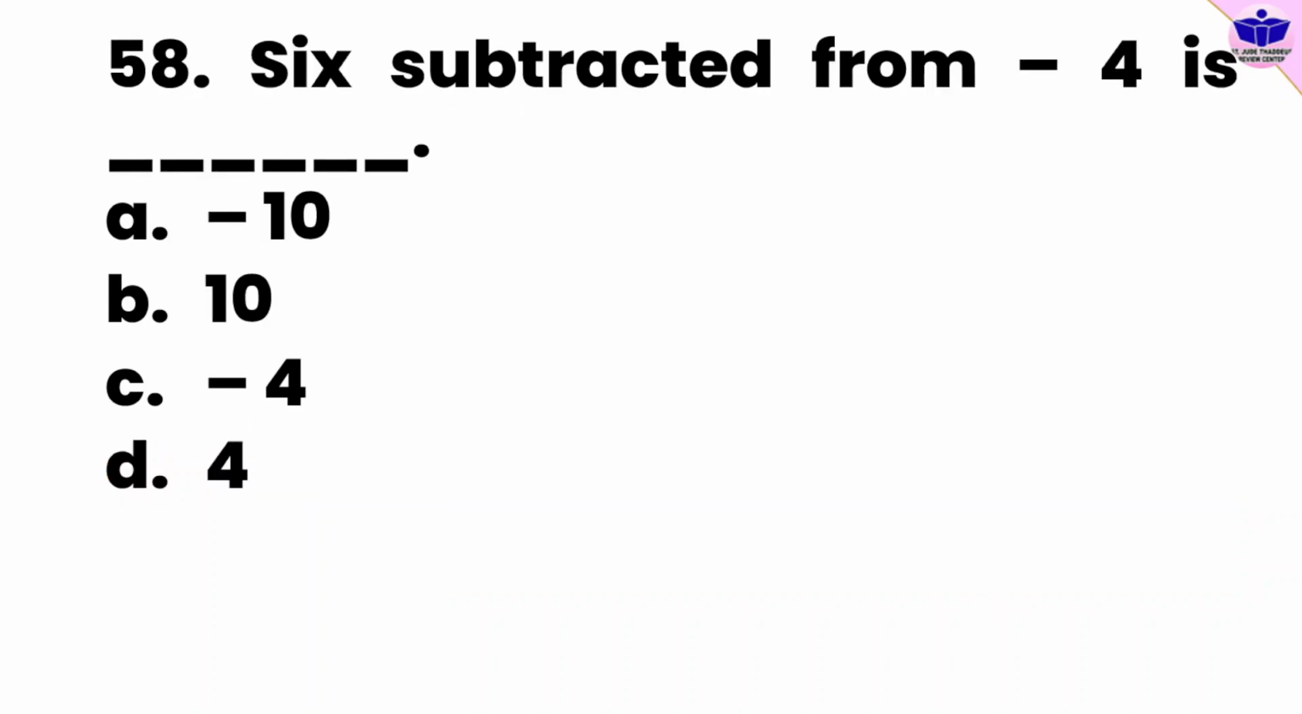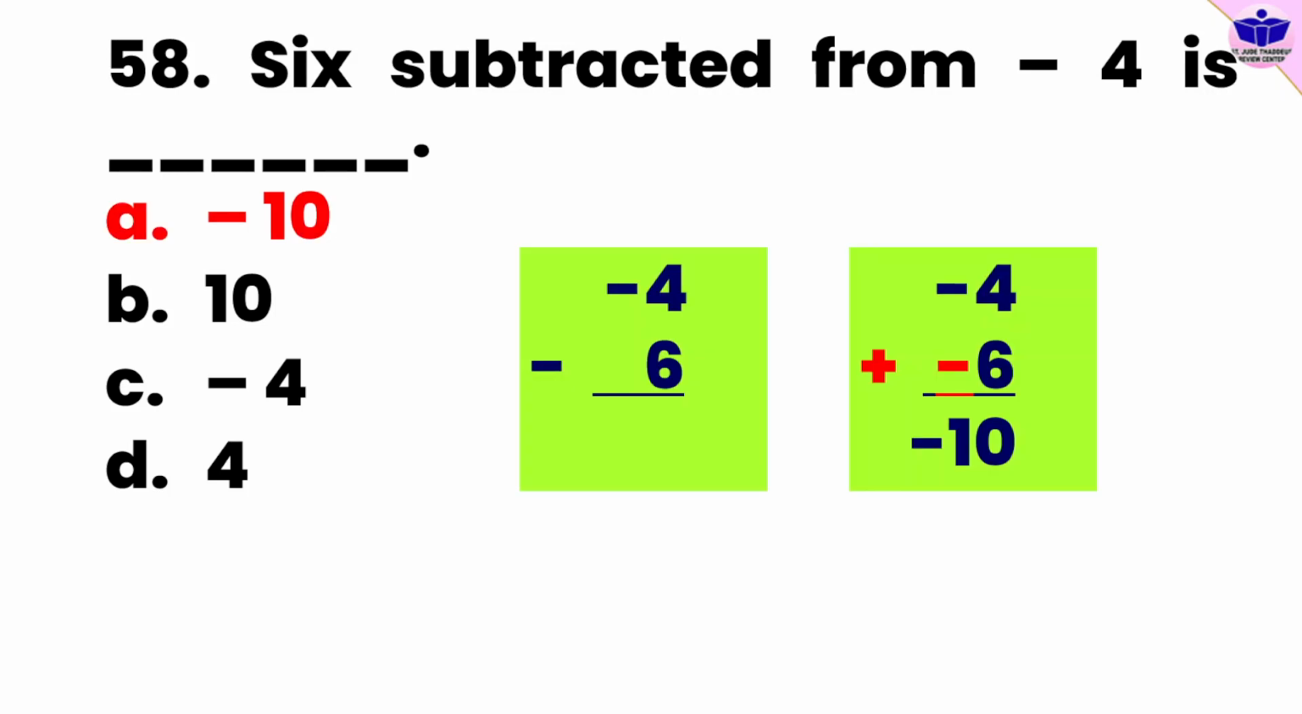58. 6 subtracted from negative 4 is A, negative 10, B, 10, C, negative 4, or D, 4. What is 6 subtracted from negative 4? The answer is letter A, negative 10. Just be careful when you interpret English expressions into algebraic or mathematical expressions.